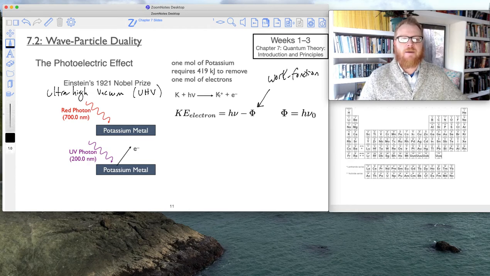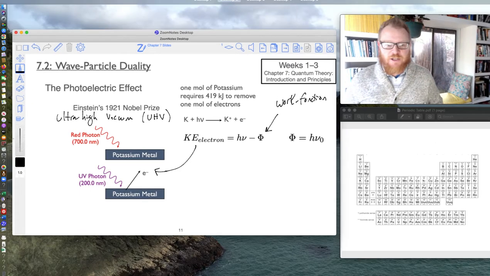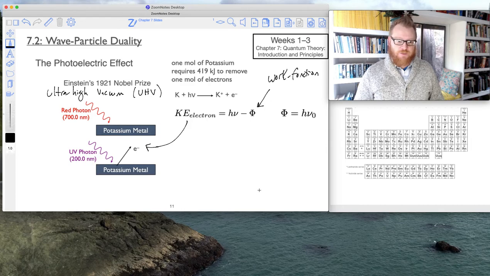Potassium plus photon makes potassium ion plus electron, okay? So 700 nanometer light is not energetic enough to do it. 200 nanometer light, on the other hand, is, okay? And because this is ultra high vacuum, that electron will fly off of the surface, and of course it could eventually be detected. And what can be detected about this electron is its kinetic energy. So the velocity at which this electron is flying off the surface, okay?